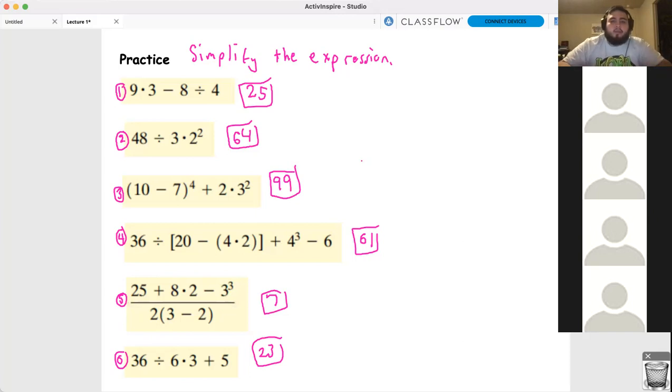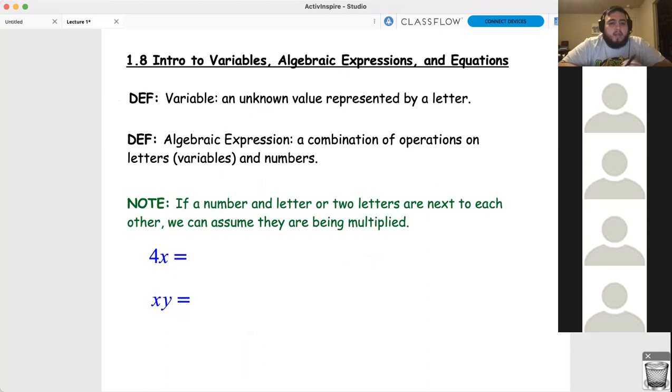All right, let's get this show on the road. Let's get this last section in. 1.8, guys, 1.8 is intro to variables, algebraic expressions, and equations. I'm gonna go ahead and give you guys about 2 minutes to write down this slide into your notebook. Then we'll get started.